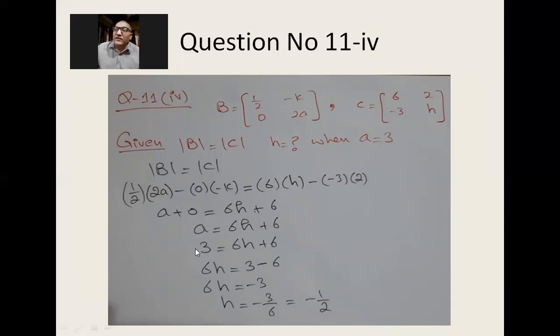The value of a is given, it is 3. So in the place of a, I will put 3, substitute a with 3, equals to 6h plus 6, and 6h is equal to 3 minus 6. This plus 6 has gone to the other side. So 6h is equal to minus 3, h is equal to minus 3 by 6, and that is equal to minus 1 by 2. So with this question, we have reached the end of this exercise.